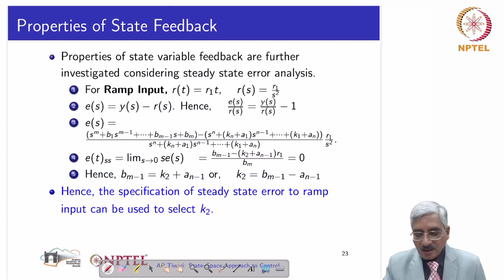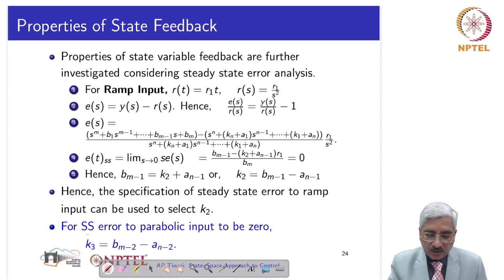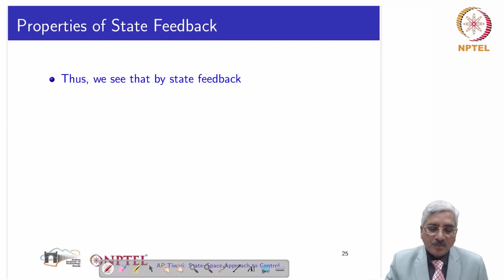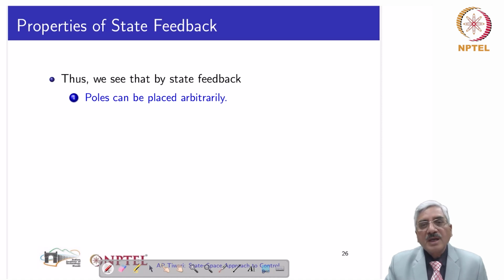Then the steady state value of error will be 0 for ramp input, and that means that by pole placement and appropriate selection of the gain K2, we can force the steady state error to ramp input to 0. Similarly, we can force the steady state error to parabolic input to 0 by selection of K3 like this. And in this manner, based upon the steady state error analysis to step, ramp, parabolic input and other higher order inputs, we can make all the various steady state errors 0.